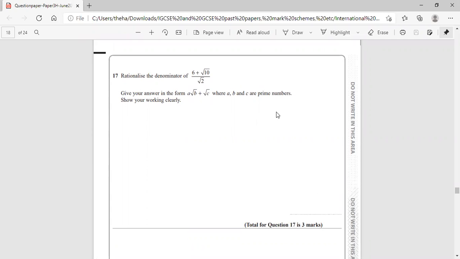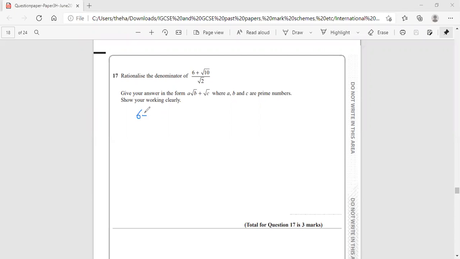Rationalize the denominator of this surd: 6 plus square root of 10 divided by square root of 2. Something that you could do here is put that straight in your calculator to know what your end goal is. But what I like to do is work it out first and then see if I got it right by putting it into the calculator, and then find out where I went wrong.